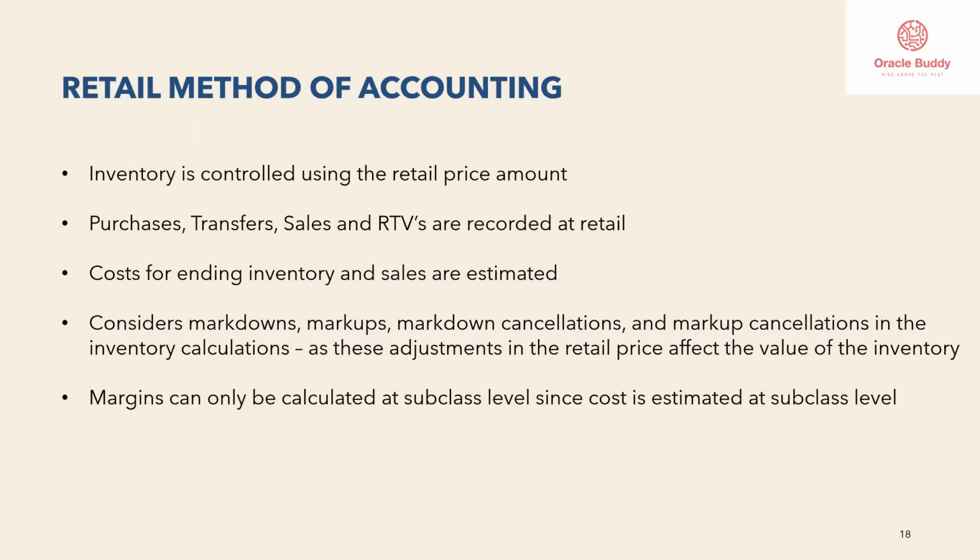Now let's discuss the retail method of accounting. Inventory is controlled using the retail price amount. Purchases, transfers, sales, and RTVs are recorded at retail. Cost for ending inventory and sales are estimated. Consider markdowns, markups, markdown cancellations, and markup cancellations in the inventory calculation, as these adjustments in the retail price affect the value of the inventory. Margins can only be calculated at subclass level since cost is estimated at subclass level.